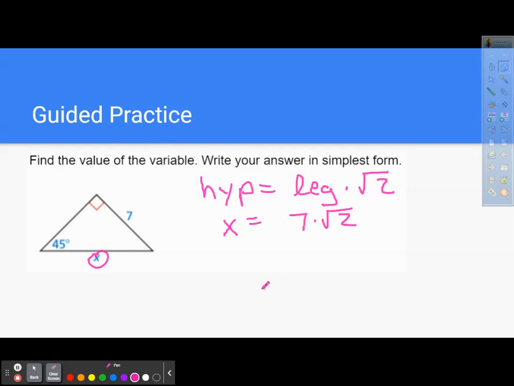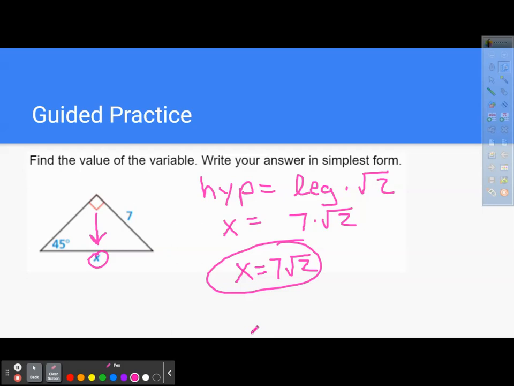Now, how do you tell which one's your hypotenuse? How do you know? It's opposite of 90 degrees. Yeah, it's opposite of the right angle. Okay, and then 7 times the square root of 2, that's already simplified, so you just get x equals 7 square roots of 2. Okay, and so that's your answer. All right, before we move on to chunk 2, what questions do you have for me?